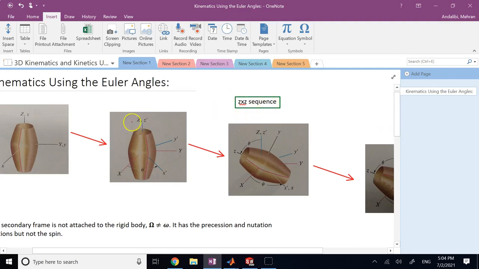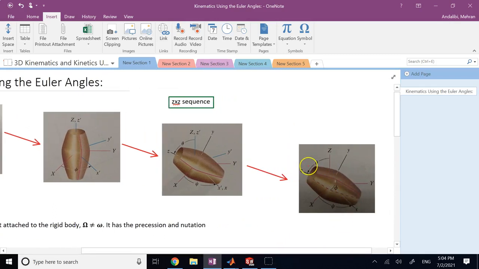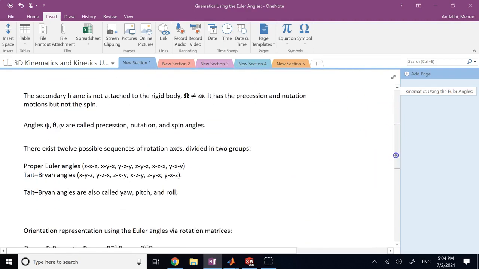Maybe you first do the absolute Z, but the next one, instead of rotating about X prime, maybe you rotate about the current Y, which is called Y prime here, and then again go back about the final Z. Then you call that sequence ZYZ, which is one of the most common sequences of Euler angles. So there are different sequences. Let me show you about Euler angles.